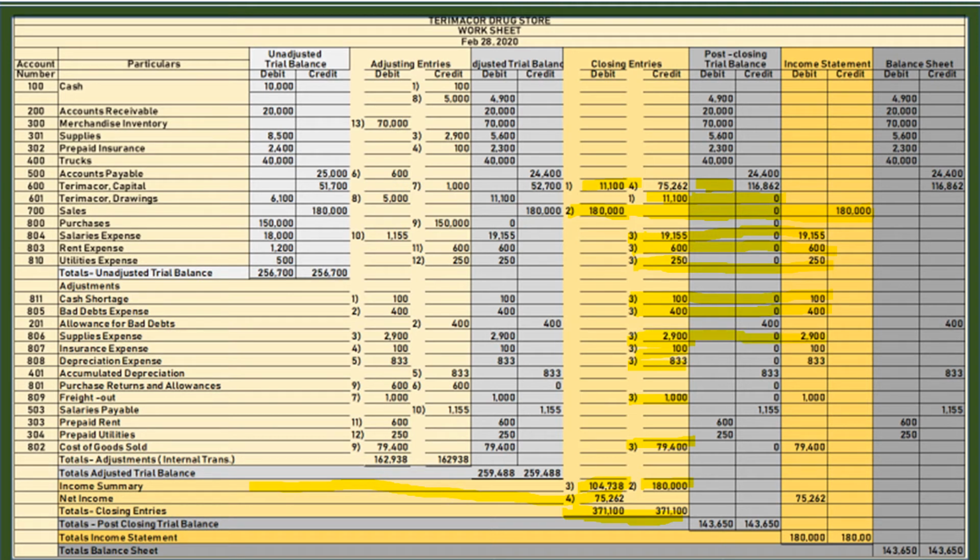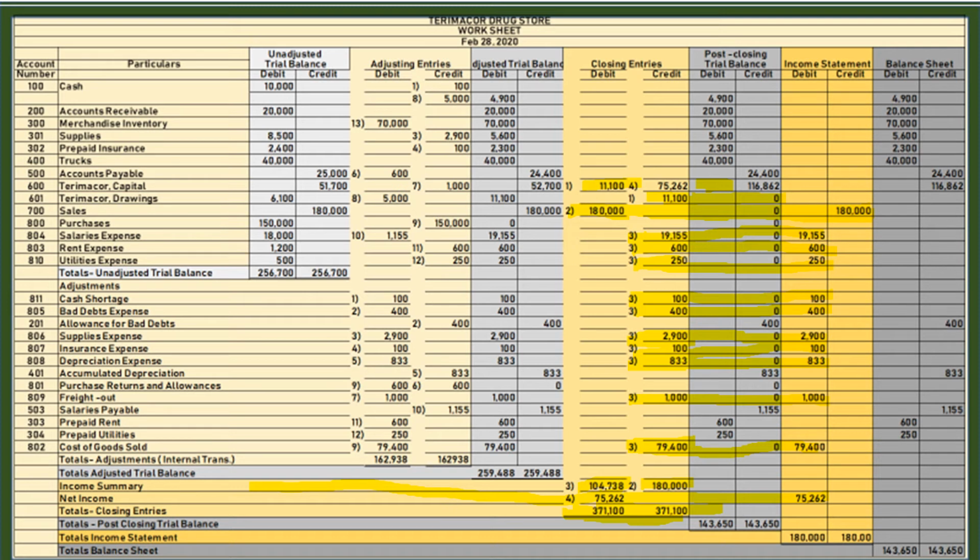From the adjusted trial balance to the post-closing trial balance, they are removed, but they are forwarded to the income statement. They are removed from the post-closing trial balance to identify only the real accounts. So these are all the balances that are moved forward to the income statement.